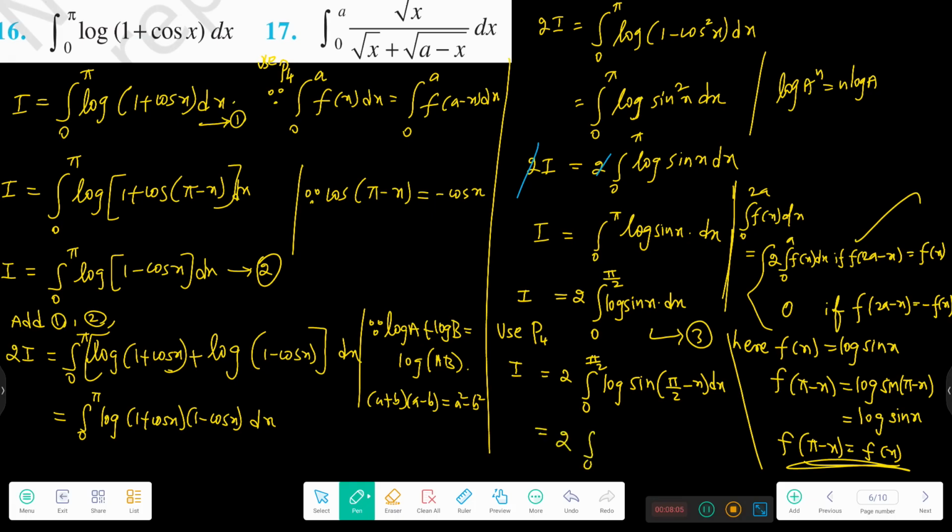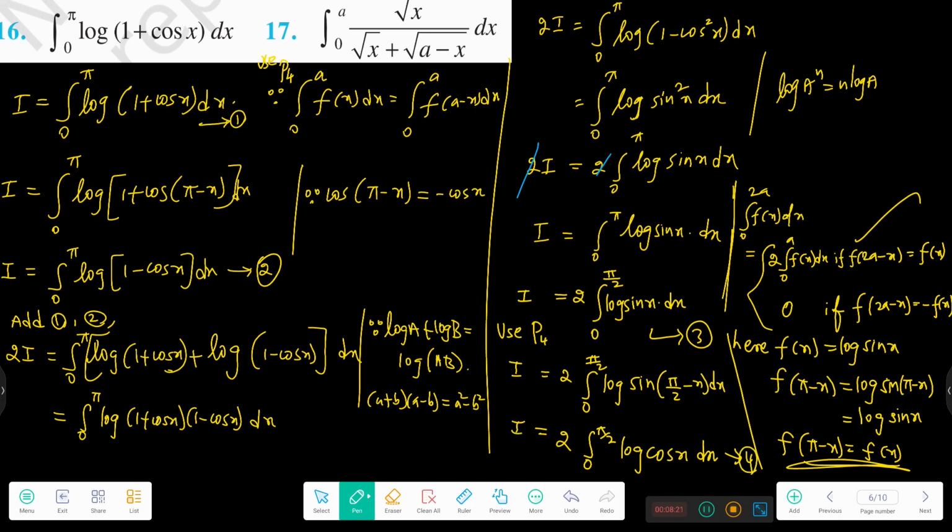2 into the integral from 0 to pi by 2 of log sin of 90 minus x. Sin of 90 minus x is cos x, so you will be getting log cos x. Answer number 4.